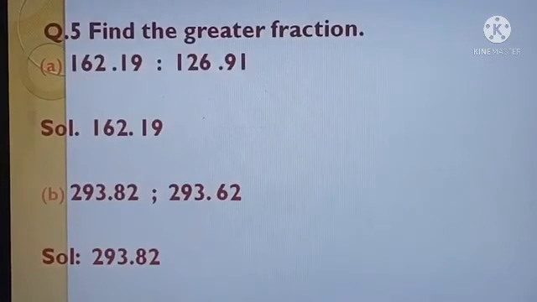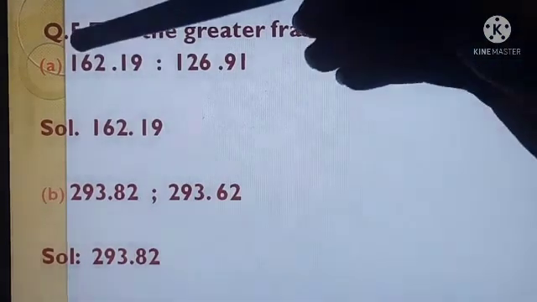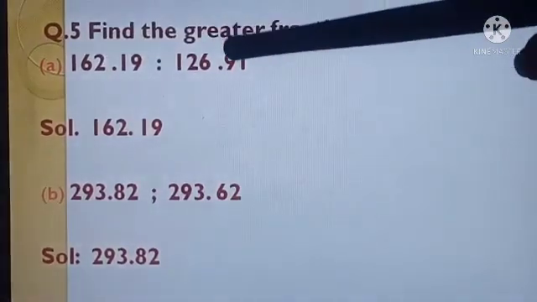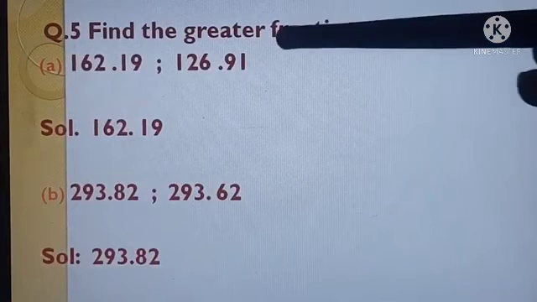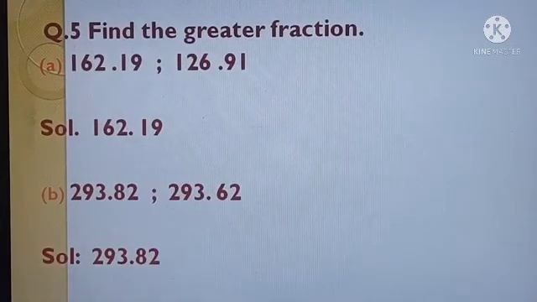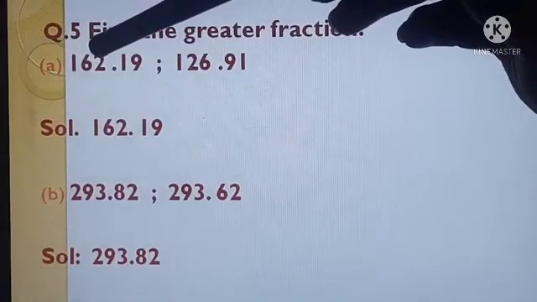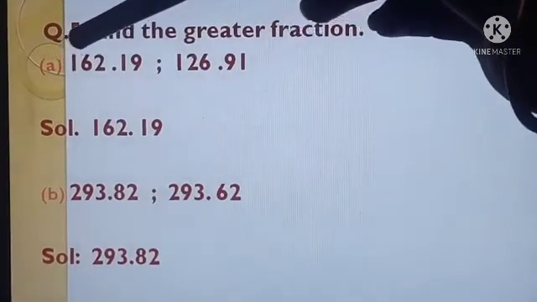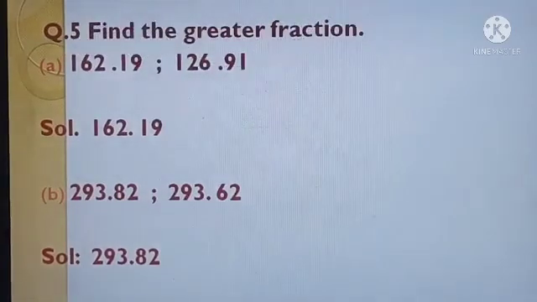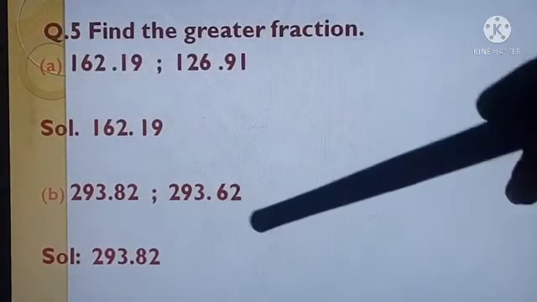Now let's move to our next question, question number 5. Find the greater fraction. We have to tell the greater fraction. A part: 162.19 and 126.91. So greater fraction, first of all we will check the whole number part. If whole number part is same, then we will check the decimal part. So look here, 162, 126. Definitely 162. Whole number part जिसका बड़ा है वो number बड़ा होगा. So our answer will become 162.19.